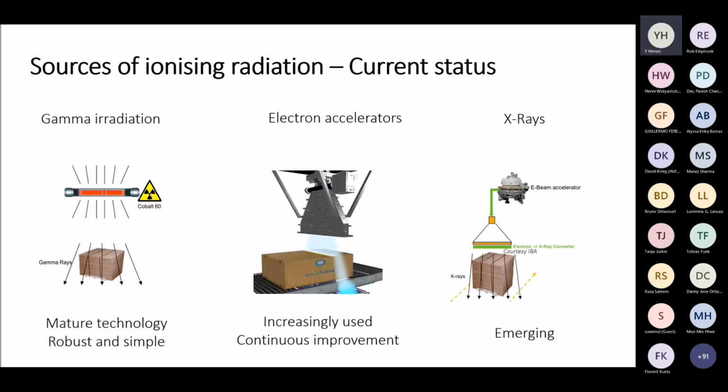So let's go back now to the status of the sources of ionising radiation. Sources, generators. It's difficult to use a name that is really suited for both. Gamma irradiation is a mature technology, we can say. The huge advantage of this technology is that it is simple and very robust. Gamma irradiators don't break down. You rely on the decay of a radioactive element, and you can take it for granted.